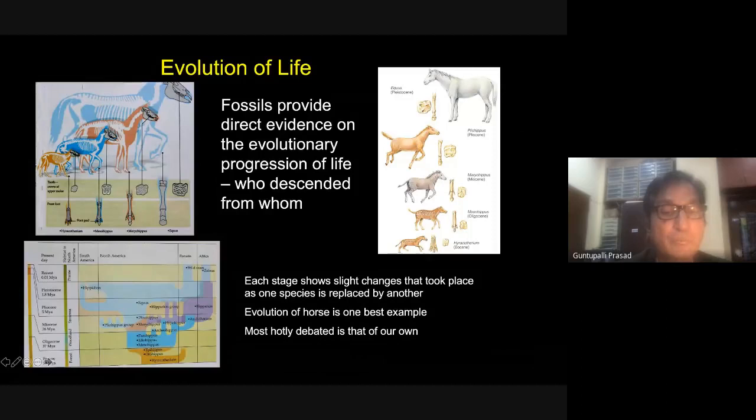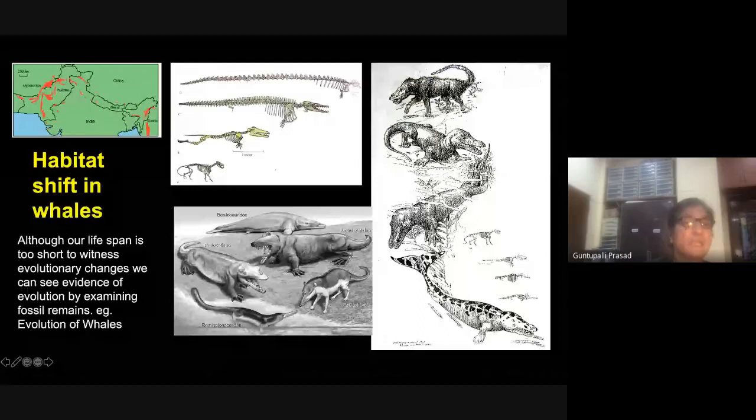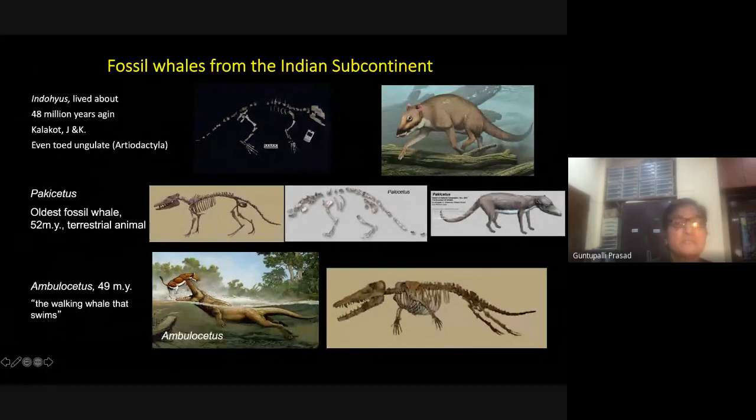And another example that I would like to give is of the whales. In this map, the red color is actually the places where you find the rocks of Eocene age, say 55 million to 45 million year old rocks. In these rocks, we find several fossils of the whales. So fossil whales are found in these rocks. And here you can see the earliest stage, which represents a sister group of the whales. It belongs to an artiodactyl mammal.